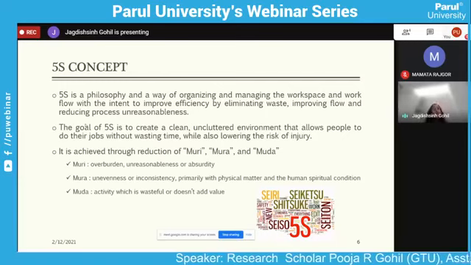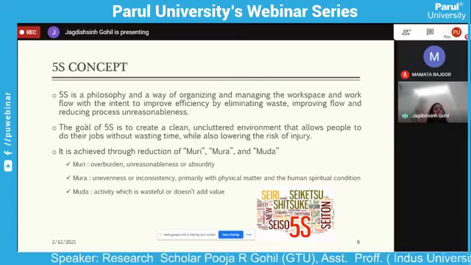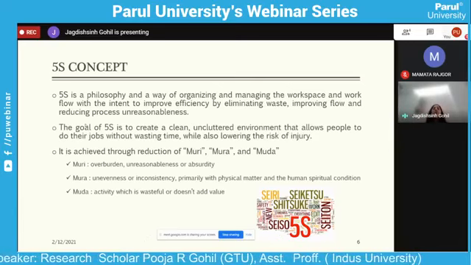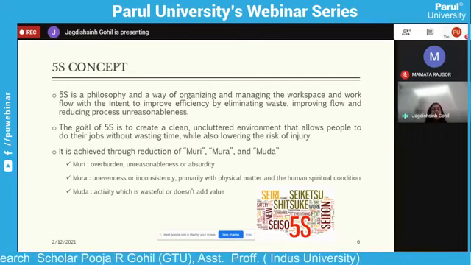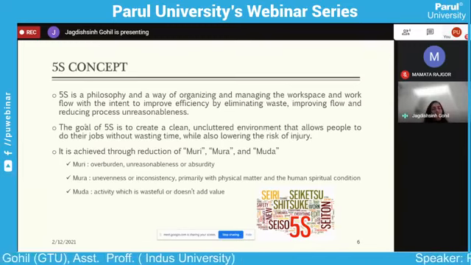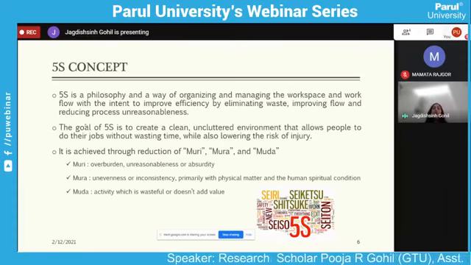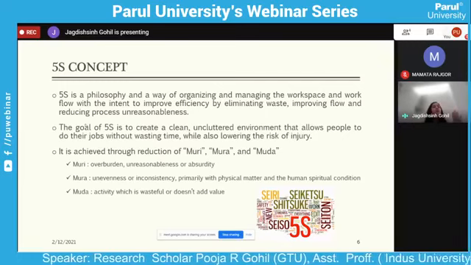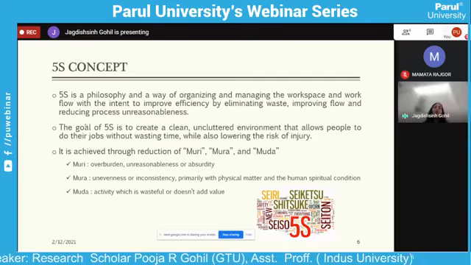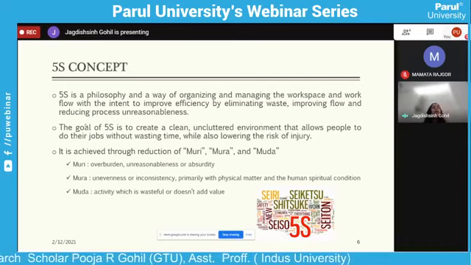So we can say the 5S concept is based on 3 main pillars: Muri, Mura and Muda. We can achieve 5S by reducing these 3 things. What is Muri? Overburden or unreasonableness or absurdity. Mura, unevenness or inconsistency. And Muda, the activity which is wasteful or which doesn't have value. So we have to reduce them. If not completely eliminate, we can try to minimize these unwanted things in our project, and thereby we can achieve 5S.